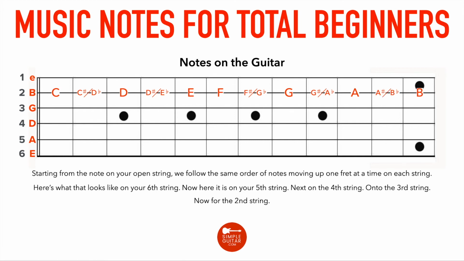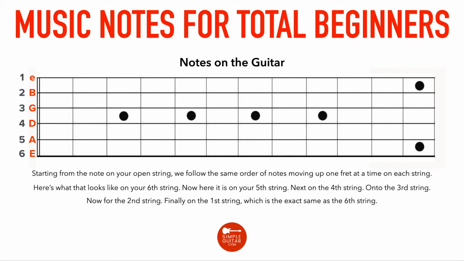Notice how it doesn't matter what string we're on. The order of the notes is always the same. It's just we're at a different starting point because we have a different open note for the open string that we begin on. Okay, so now let's look at your first string, which is the exact same as your sixth string because we're starting on E on both of these. So on your first string, we will have an open E for your open string, and then on the first fret, we'll have F, F sharp, G, G sharp, A, A sharp, B, C, C sharp, D, D sharp, E.